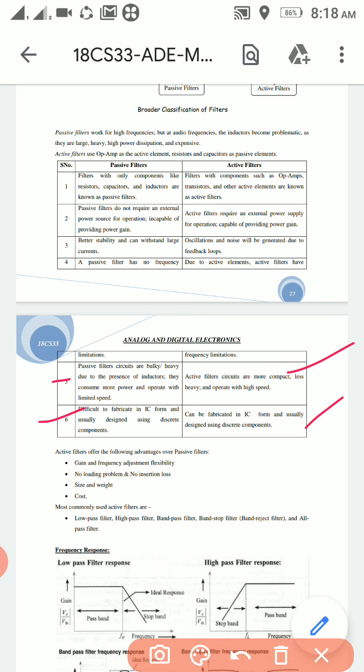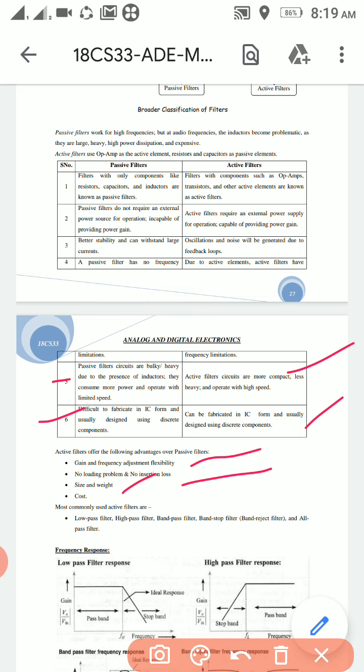Some of the advantages of active filters over passive filters are gain and frequency adjustment flexibility, no loading problems and no insertion loss, and size, weight and cost. These are the parameters on which active filters have advantages over passive filters: cost, size and weight, no loading problem and no insertion loss, as well as gain and frequency adjustment flexibility.